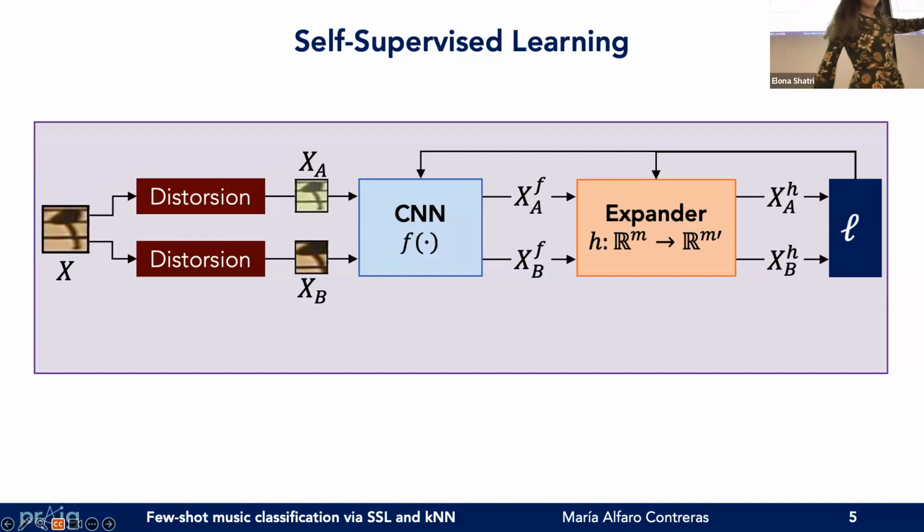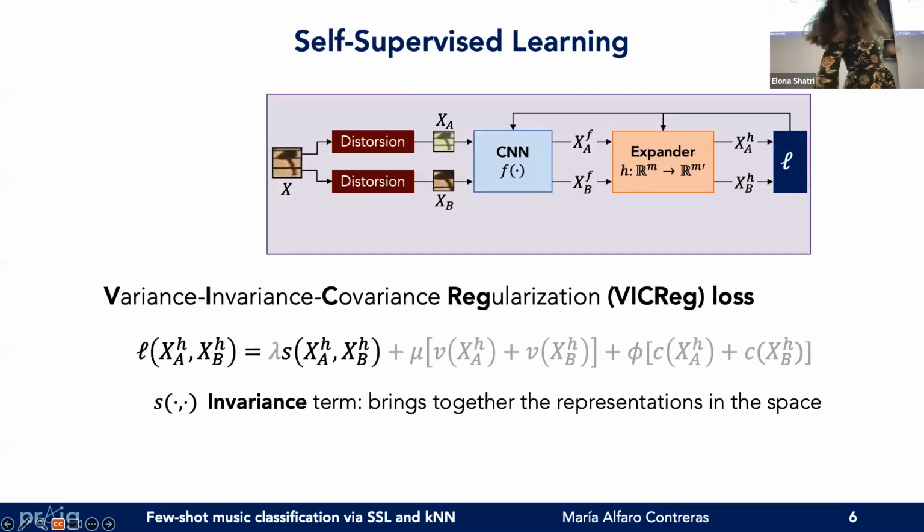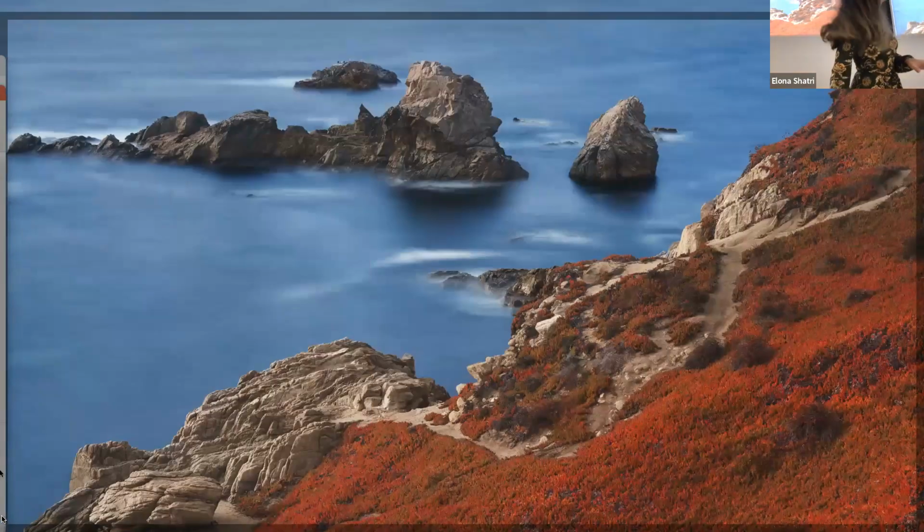So once we get those representations, we are going to use the VICReg loss function. And this loss function is based on three terms that we are going to go over. So the first term is called invariance. What this term is going to try to do is bring these two representations together in the feature space.